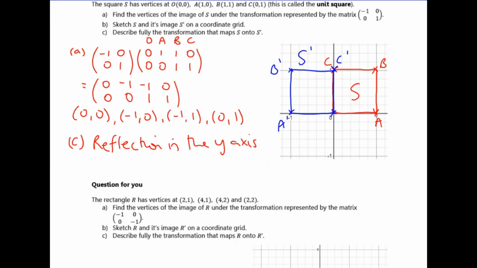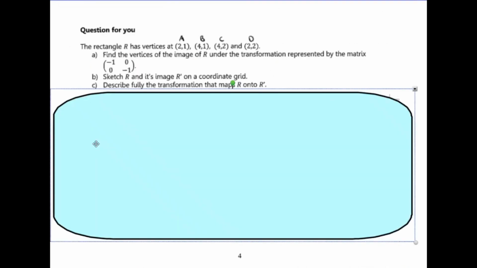Okay. I'd like you to have a go at that question underneath. So do a very similar thing with that one.